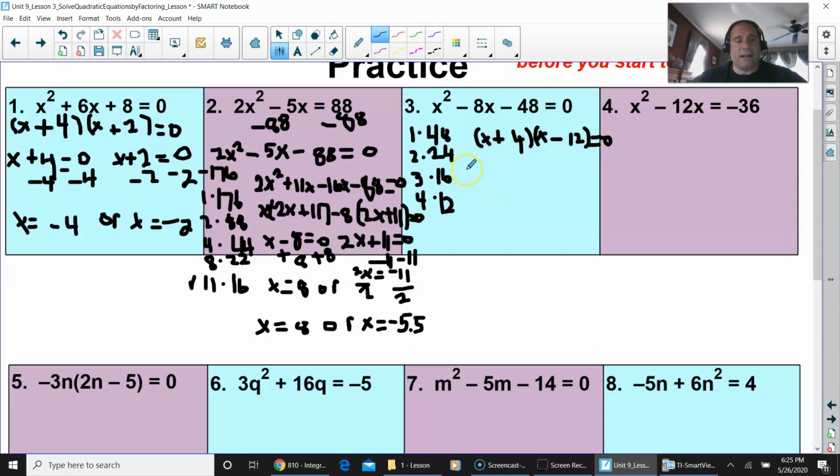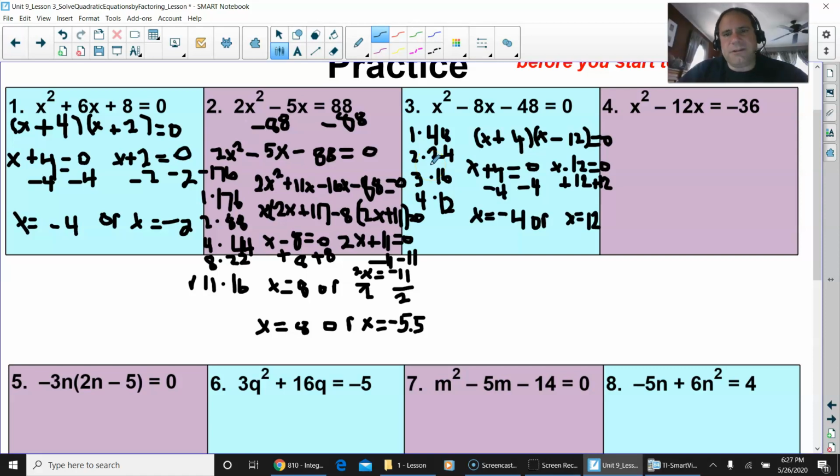And now I could go ahead and split up the binomials, make them both equal to 0, and solve for each. And x equals negative 4 or x equals 12. And that is it for number 3.